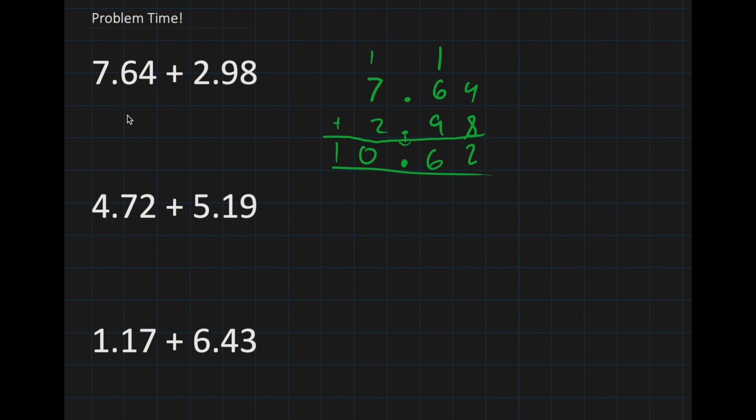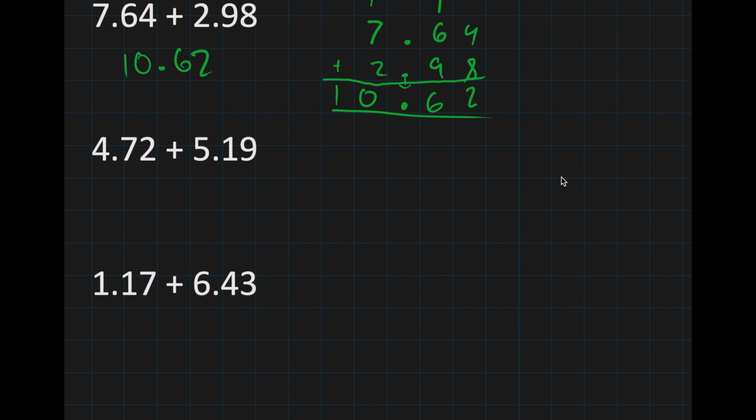Now when you're writing the answer, it doesn't have to be lined up, right? 10.62. That can be a little messy, but when you're actually showing your work, it has to be precise. Let's do the next one. Let's use red. I like red right now. We have 4.72 plus 5.19. Let's write that down right here. 4.72 plus 5.19. Let's draw a straight line.